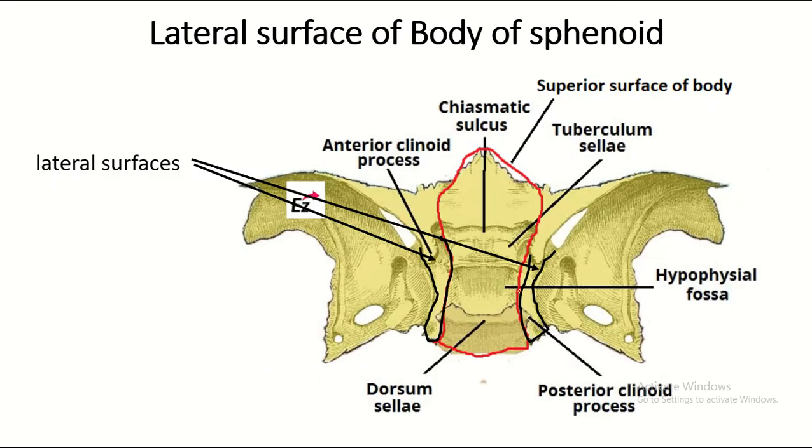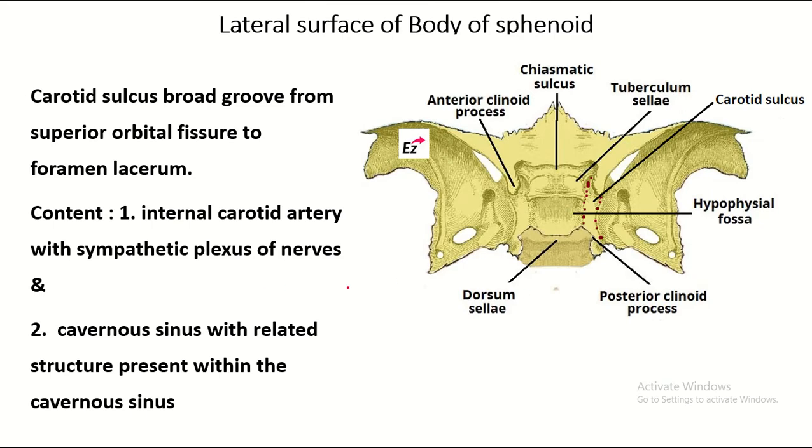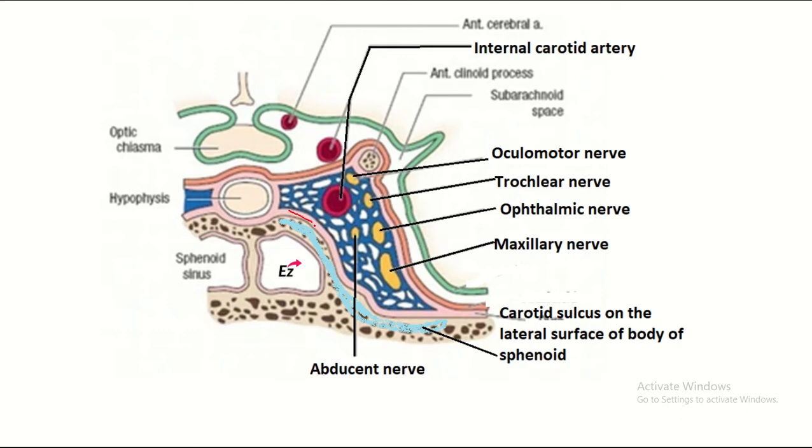The lateral surface of the body of the sphenoid contains a groove, the carotid sulcus, which lodges the cavernous sinus and the internal carotid artery with the sympathetic plexus of nerves. These are the carotid sulcus, which lodges the cavernous sinus, this bluish area. The center of the cavernous sinus lodges the internal carotid artery and abducens nerve. The lateral wall of the cavernous sinus is related with the following nerves: oculomotor, trochlear, ophthalmic and maxillary nerve.